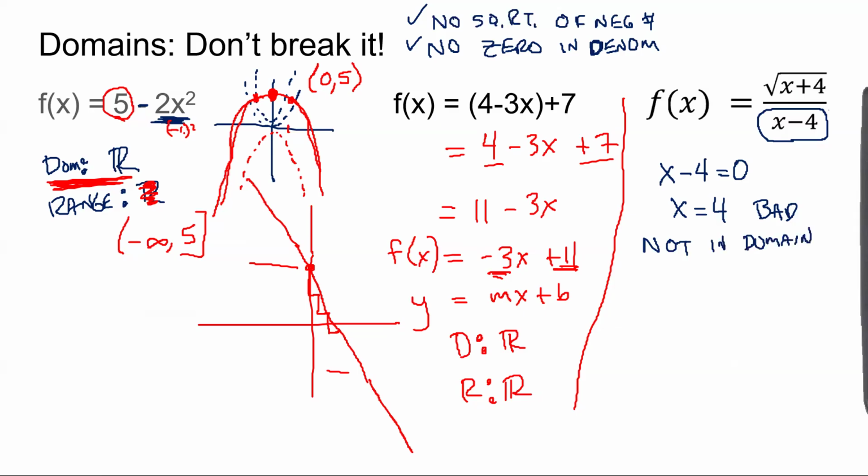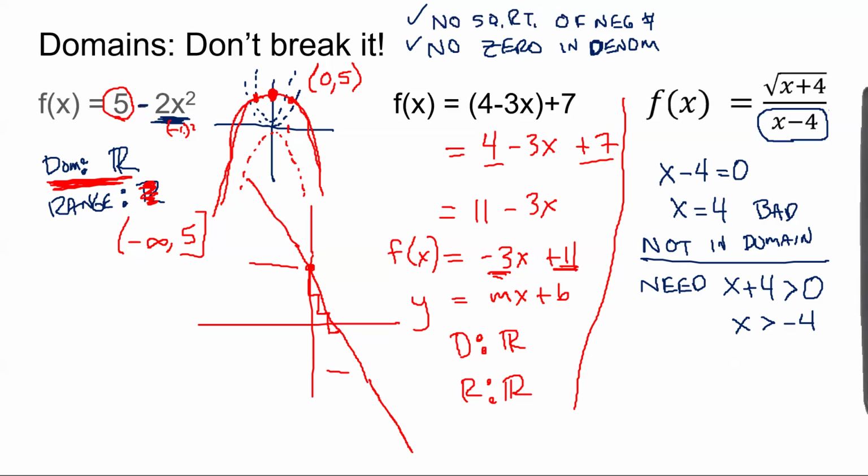Okay, let's see if there's anything else that we need to leave out. And I'm going to check the other rule here. The square root should never be negative. I need that stuff underneath the radical to be greater than 0, like that. Okay. If I subtract 4 here, you can see that x needs to be greater than negative 4.